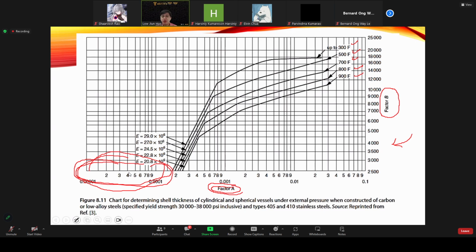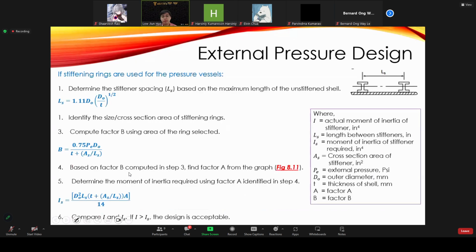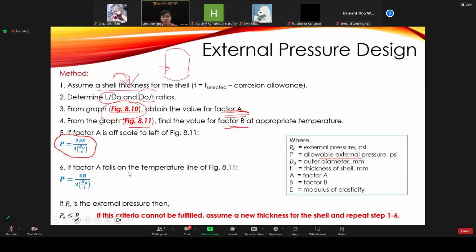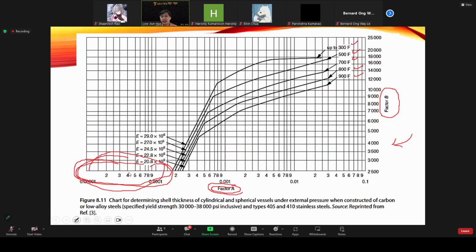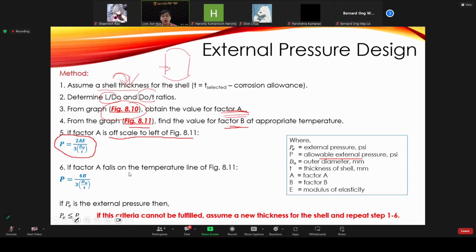So if the value of the factor A is off scale to the left of figure 8.11, that means it falls on the left hand side of the line. We call it off scale. If the value of factor A is somewhere here, and we don't have any line or curve to read the factor B, then we directly proceed to calculate the allowable external pressure by using the equation here, directly by using the A value that we determine from figure 8.10.